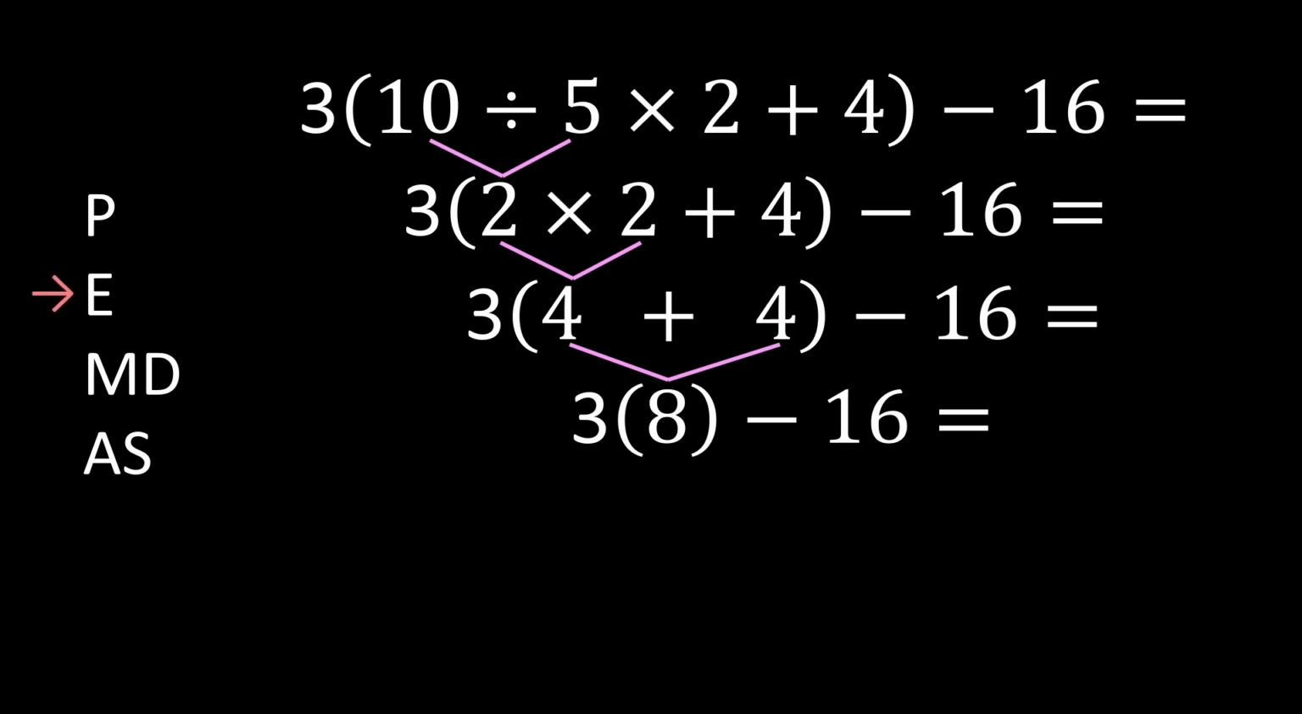So I don't have any more parentheses. I don't have any exponents in the problem. So I'm at multiplication and division. And the 3 next to the 8 in parentheses means to multiply, so that's going to be my next step. 3 times 8 is 24. Then I'll bring the rest of my problem down, then minus 16. So my final step is 24 minus 16. 24 minus 16 is 8.